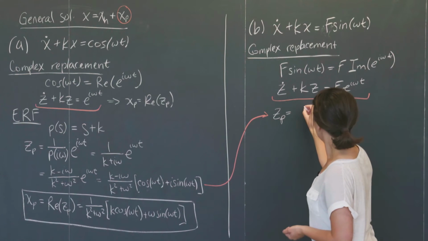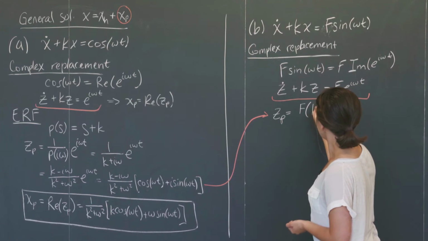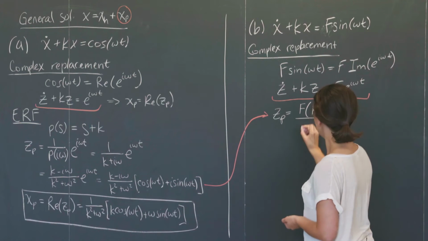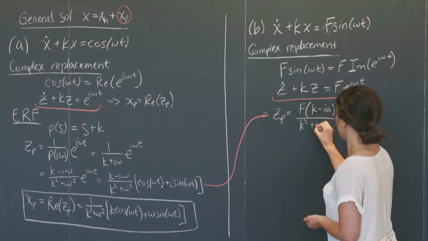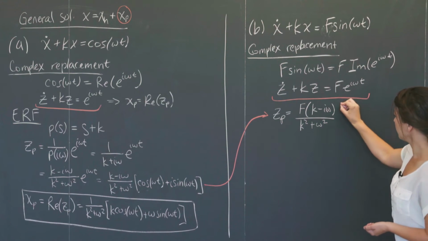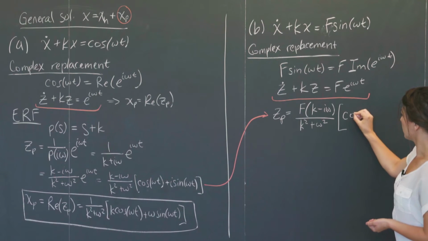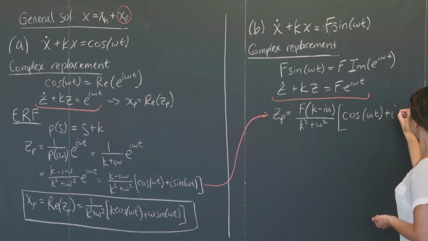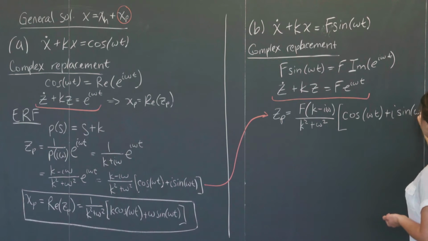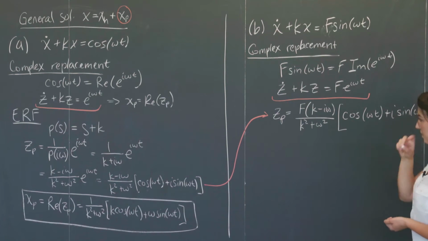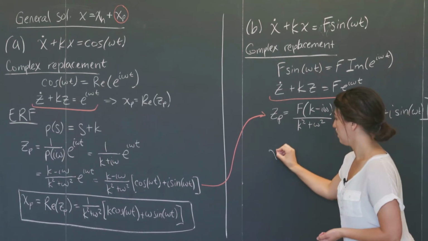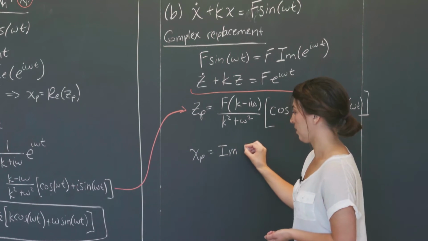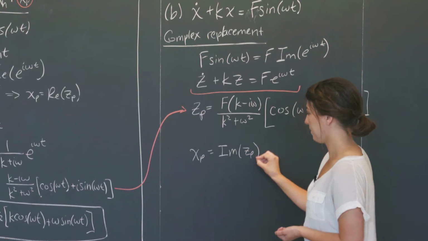So now we have f times k minus I omega over k squared plus omega squared times cosine of omega t plus I sine of omega t. And again, x sub p is now, in this case, the imaginary part of z sub p.